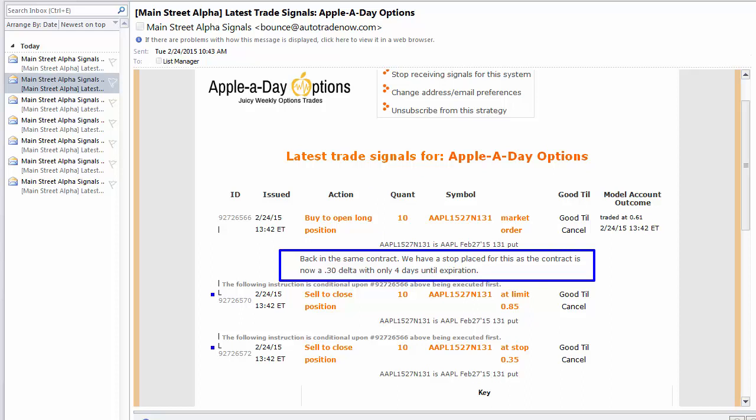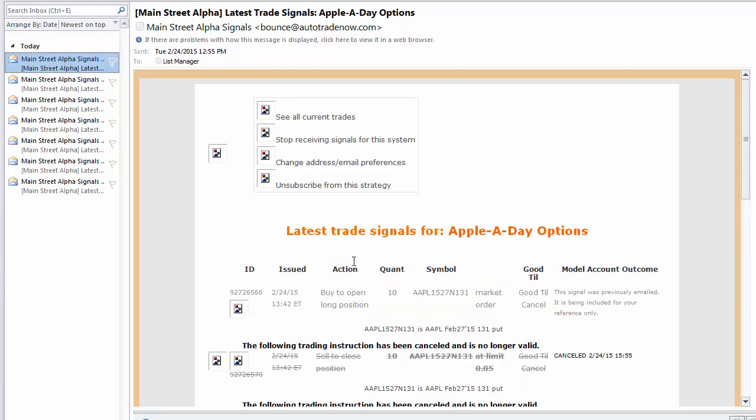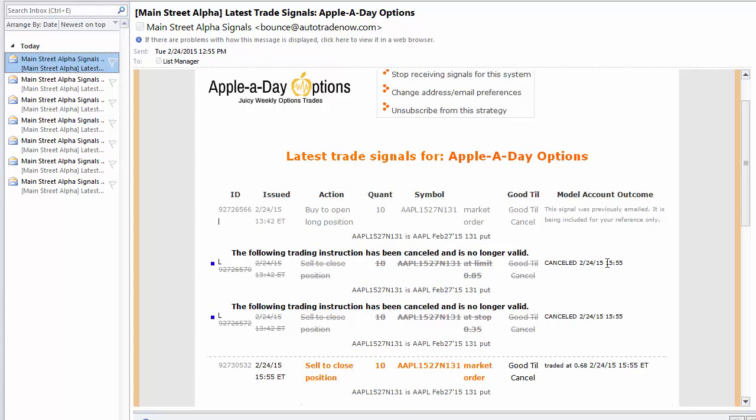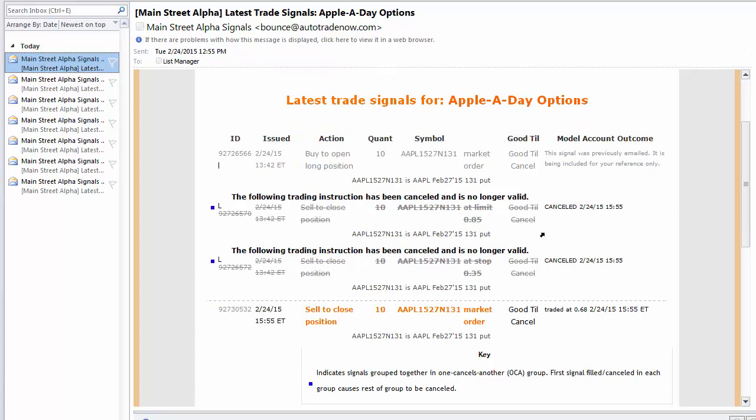All right, and then finally let's look at the last email on that cycle, because what happened here is this is a buy to open long position, but what's important to note is that it's actually not a signal here. It's very difficult to see that this is a lighter gray. Over under model outcome, it says this signal was previously emailed as being included for reference only.